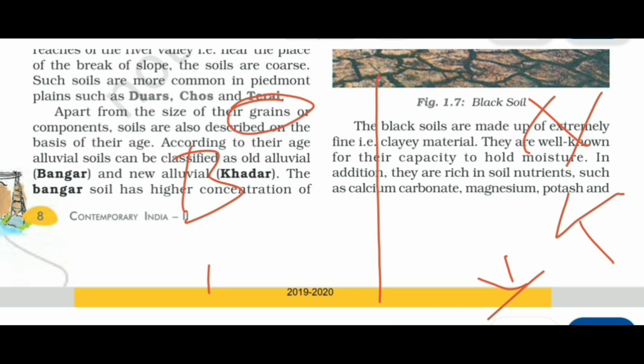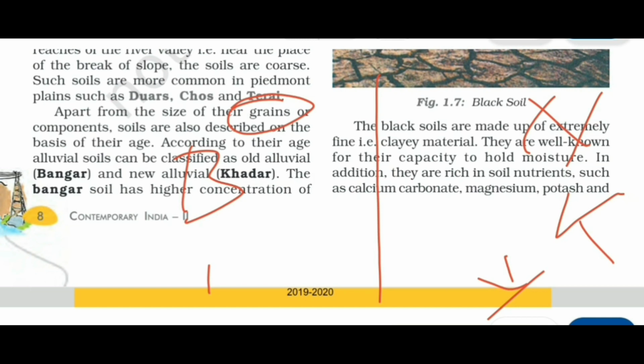Please do remember the difference. Bhangar is old soil, Khadar is new soil. Bhangar is not very fine soil, it is having kankar. Khadar is very fine soil. Okay, when you touch you can make it out, it is a smooth soil.